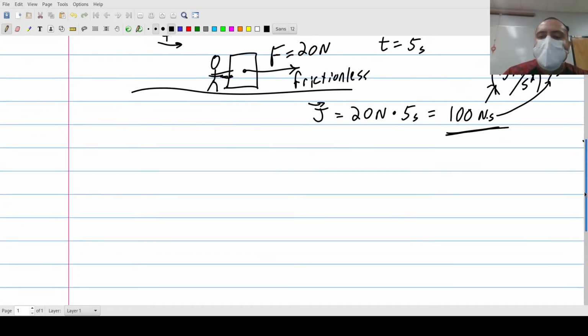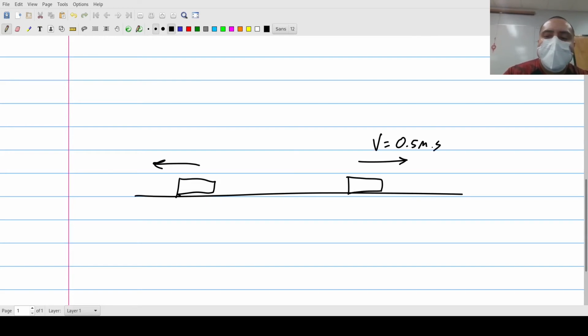So in the case of the 2 carts, here they are, 1 cart here and 1 cart here. In this case, when we had these 2 carts, the equal masses were going in opposite directions. So let's say that this was going at about half a meter per second. So this v was equal to 0.5 meters per second. This v is also equal to 0.5 meters per second.